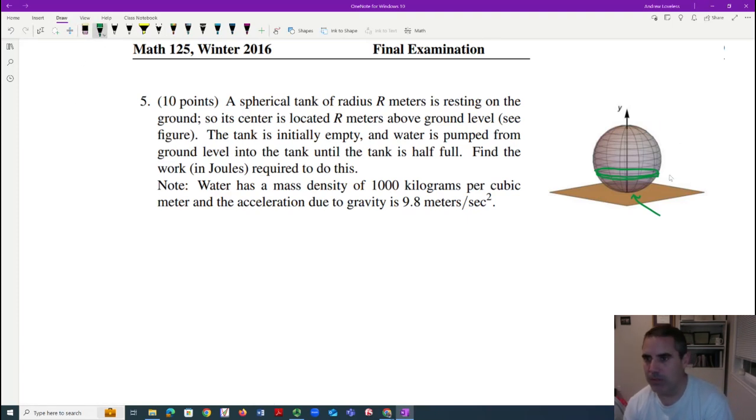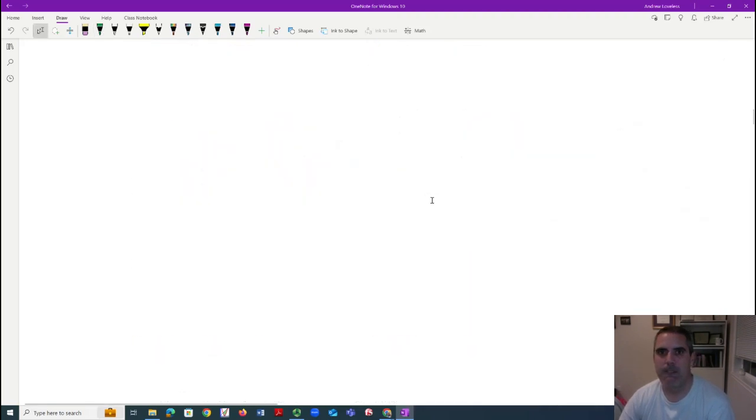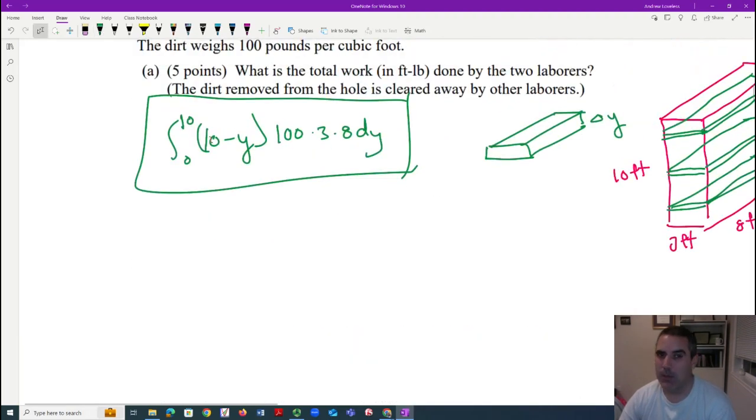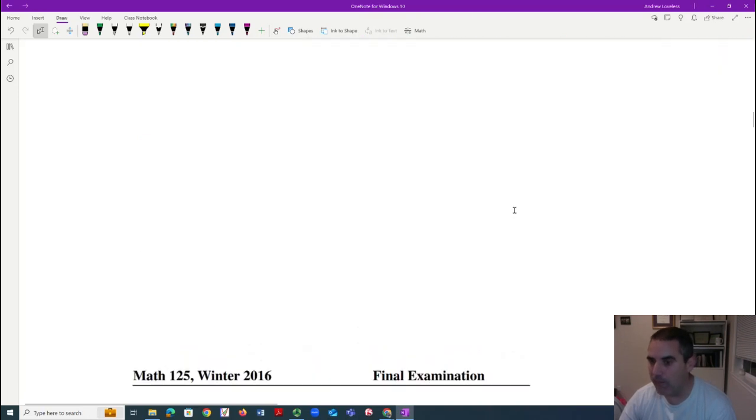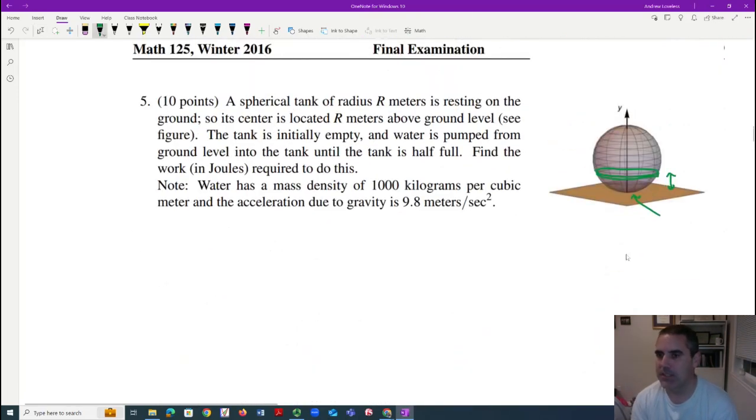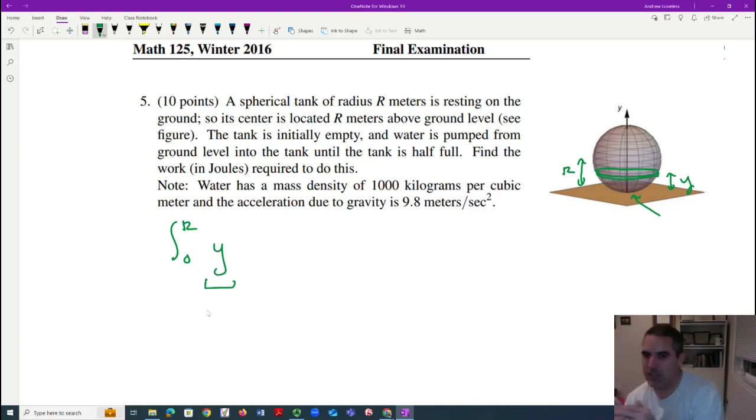So that changes one main thing, which is instead of us saying, like we did here, 10 minus y, we actually just say y. That's the biggest change. The distance lifted is y because we're lifting from the bottom. The radius is r, so I can already say the integral from 0 to r, and this was the part that was different. We're not saying top minus y because we're lifting from the bottom to that level. And now the rest of the problem is just like the previous ones.